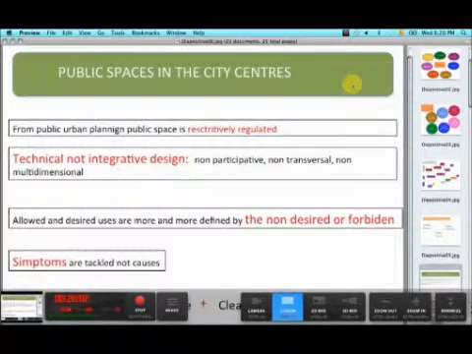And public spaces generally have a technical, non-integrative design. They're not participative, non-transversal, non-multidimensional. So in this sense, Hamar, it's a quite interesting input in terms of participation and public space, because it's really breaking a lot of patterns that you find in a lot of countries around public spaces and participation.